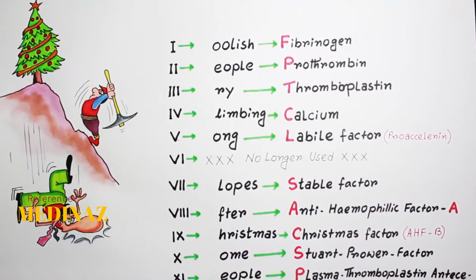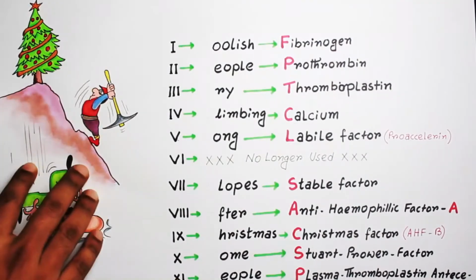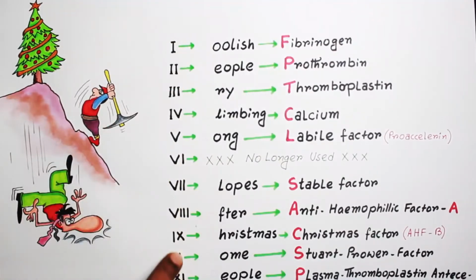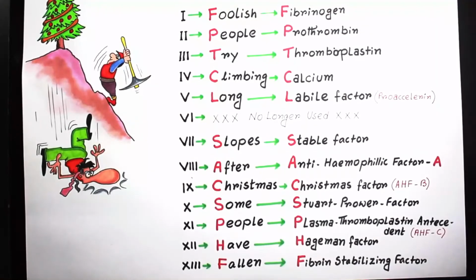Today I have a mnemonic for one of the most important topics, clotting factors. You have to remember one simple sentence. That's it. Where is the sentence? Foolish people try climbing long slopes after Christmas. Some people have fallen. That's it.